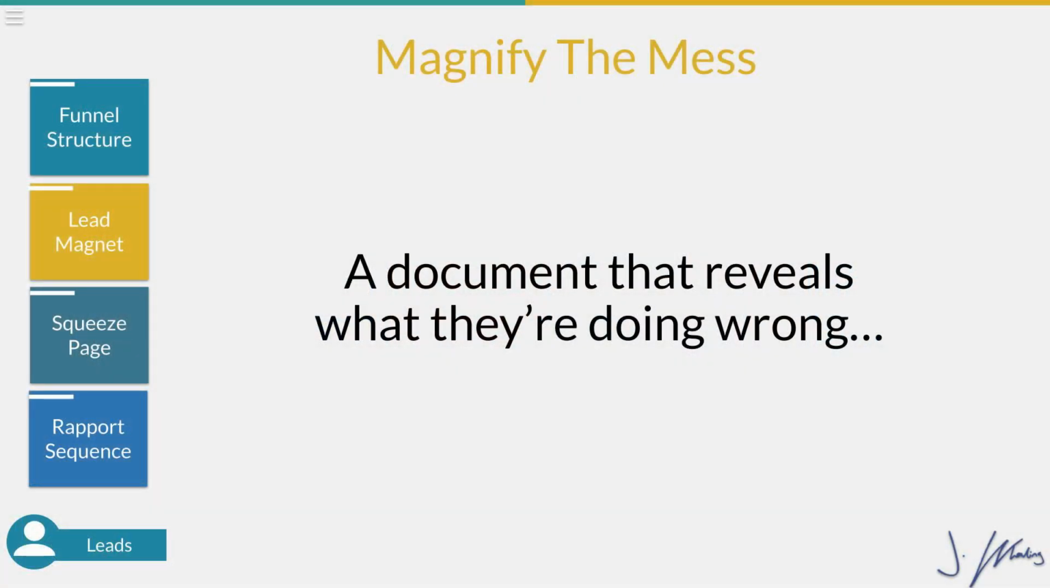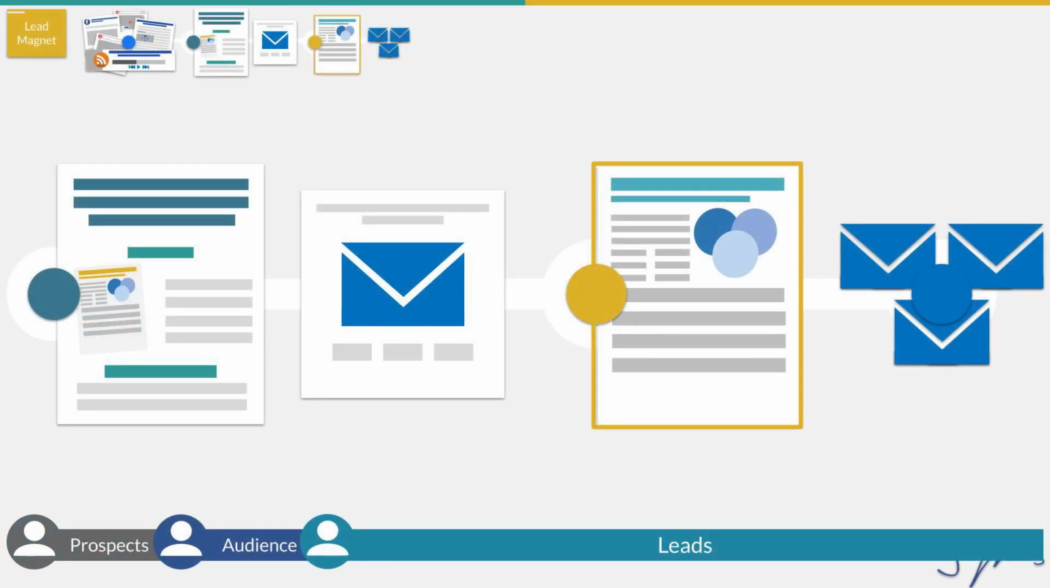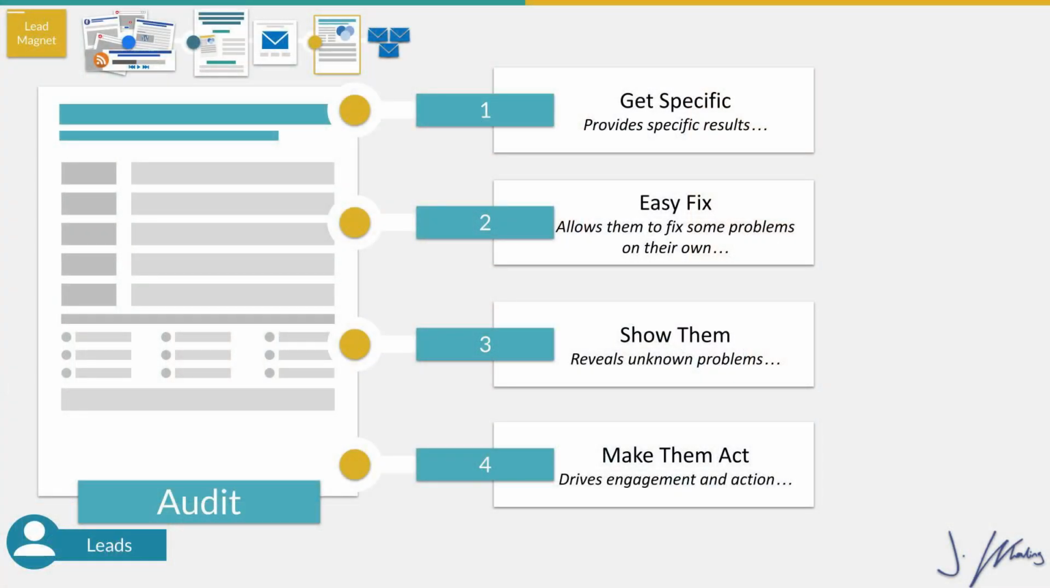And so what an audit is designed to do is magnify the mess of whatever problems they are dealing with. And going back to our diagram here, you can see that all we're doing is changing out the lead magnet. The rest of the funnel stays the same. Now, one of the powerful parts of an audit is it brings awareness to problems that your prospects or potential email subscribers may or may not have already been aware of, and it gives you the opportunity to help solve some of them.